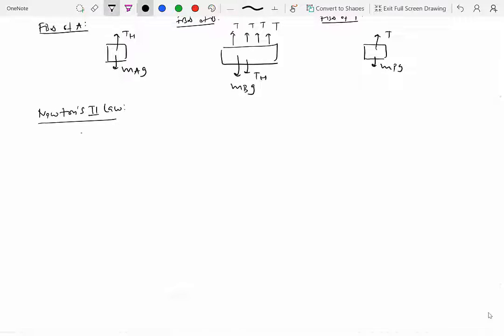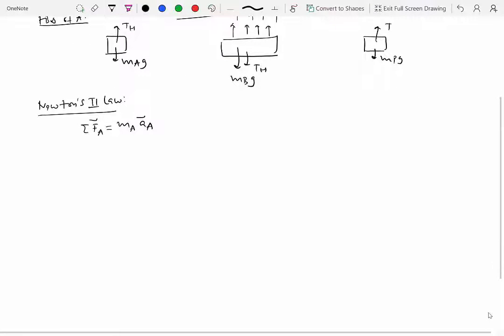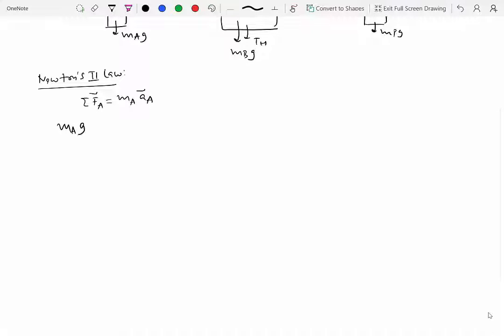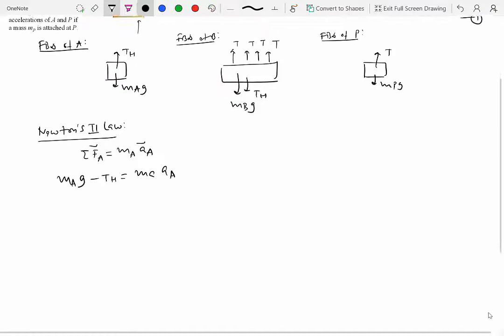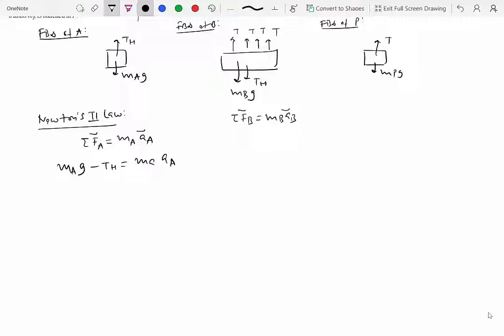So for A, we have sigma F_A equal to mass of A times acceleration of A. And remember, if you look at our coordinate system, downward direction is positive. So everything that is in the downward direction has to be positive. So MAG is pointing downward. So that would be written as MAG minus T sub h equal to MA times acceleration of A. Okay. For B, I have sigma F_B equal to MB times acceleration of B. And that is MBG plus T sub h minus 4T equal to MB times acceleration of B.